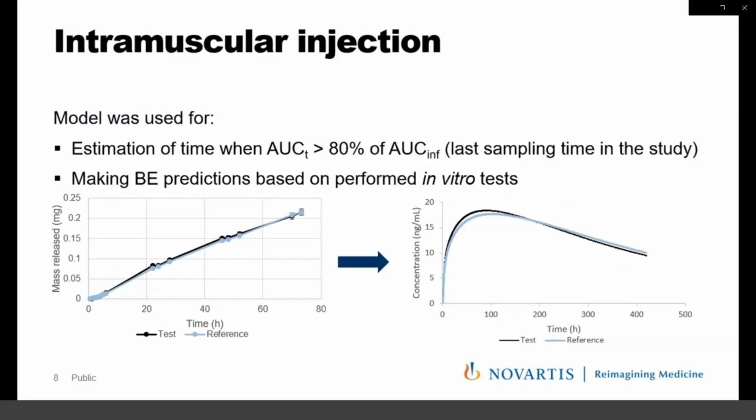Thus, we were able to use the model to make prediction of the expected in vivo plasma concentration profiles for different formulations based on the performed in vitro release test. As you can see, the differences between the test and reference formulations in the in vitro test were reflected in the simulated plasma concentration profiles. The model was also used to estimate the time needed for the AUCT to reach 80% of the AUC infinity, and thus to estimate the last sampling time point in the bioequivalence study.